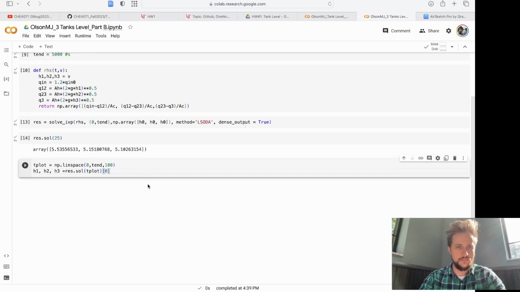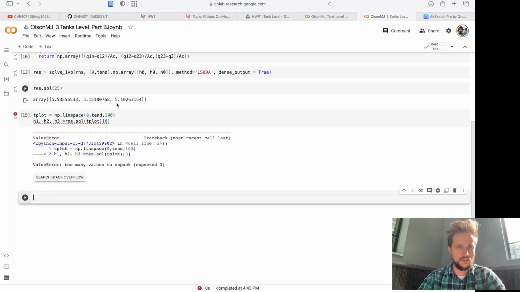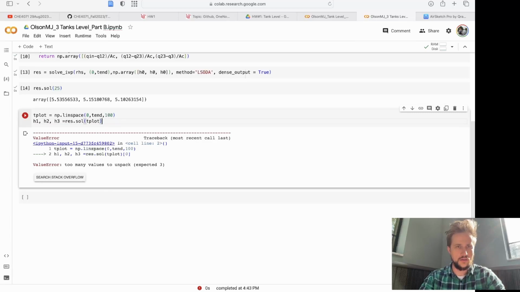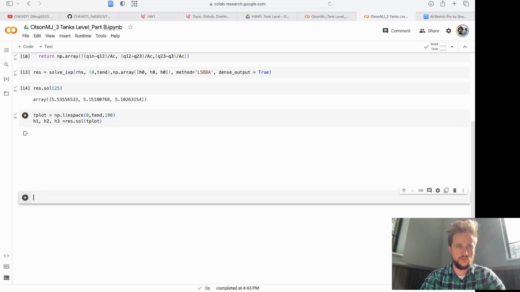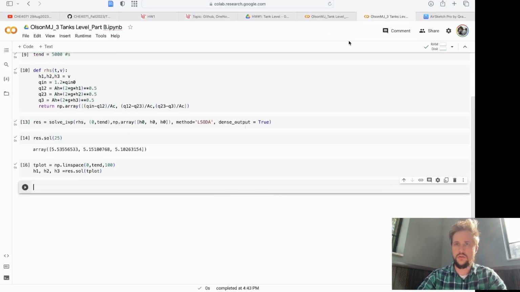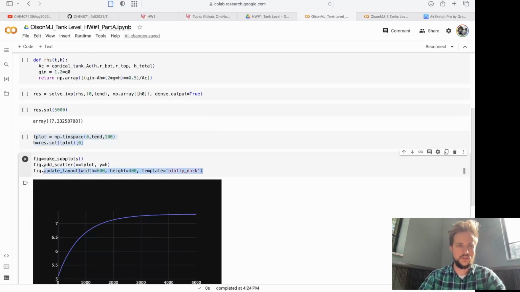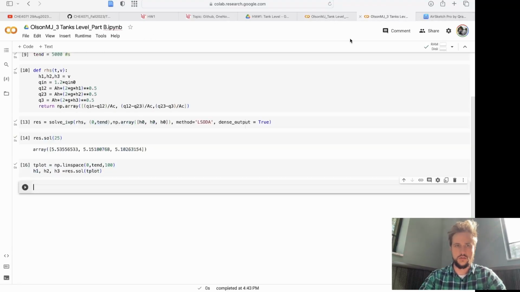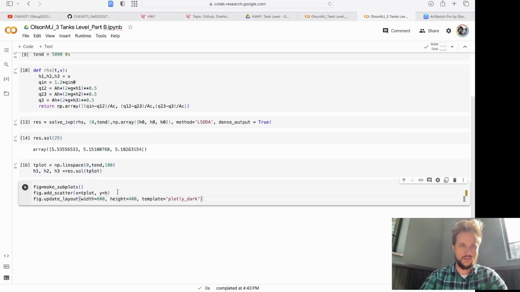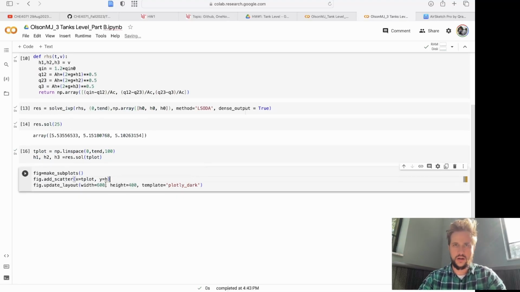Let's go ahead and run that. It doesn't like too many values to unpack. Okay, there we go. Now let's take some of this and tweak it a little bit. We're going to make our subplots. Now x, our independent variable, is tplot. Y1 is now h1. And then we're going to name this one so we can track them. We'll call this one tank 1.